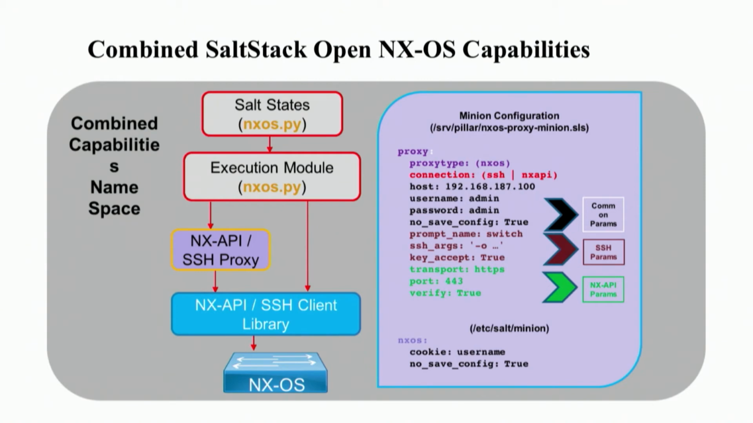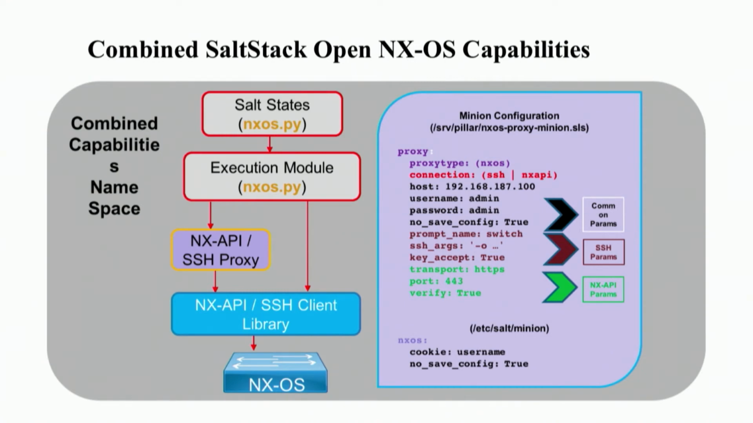So if you see there in black, the black parameters, and I've got the label there too, common params, you've got the typical things of my host name, my username and password, and there's one additional parameter that we've added called no-save-config. I'll talk about that in a minute. But then you see there in the maroon or purple or brown, whatever color you see, the SSH parameters, and then of course at the bottom in green are the NX API parameters.